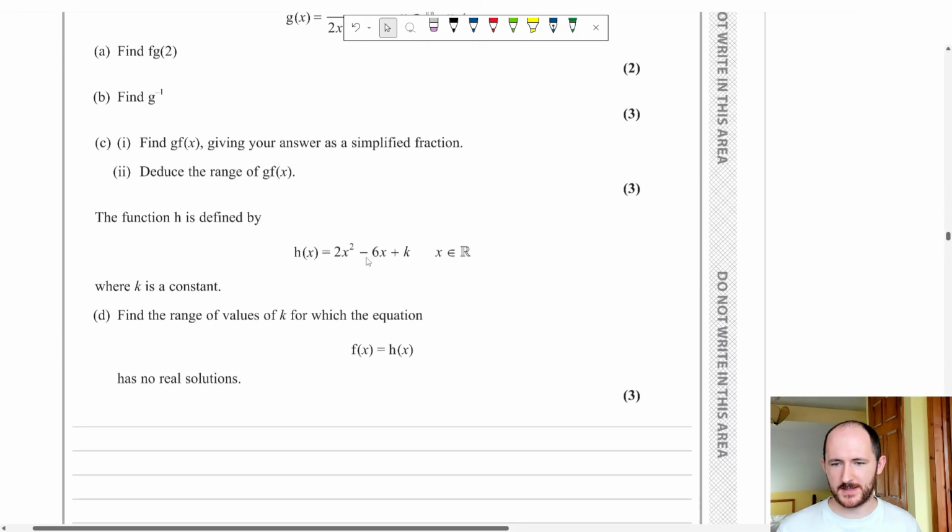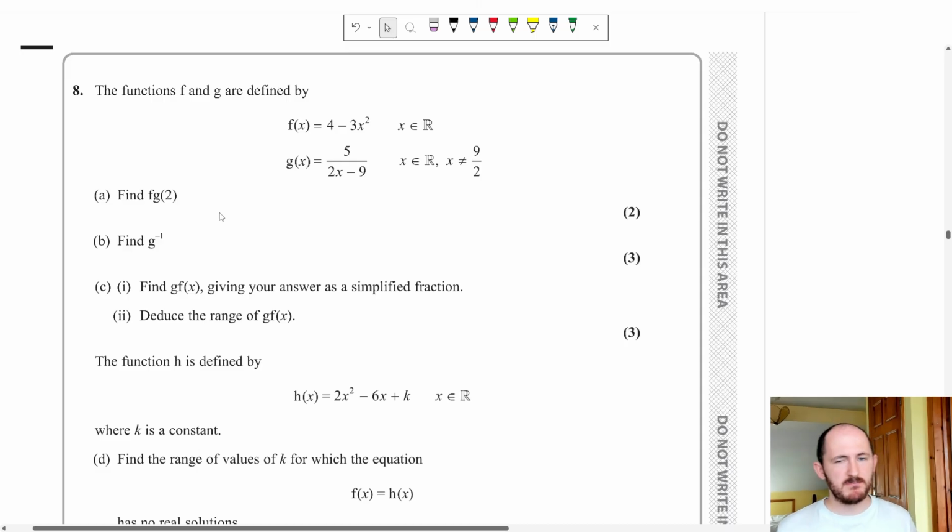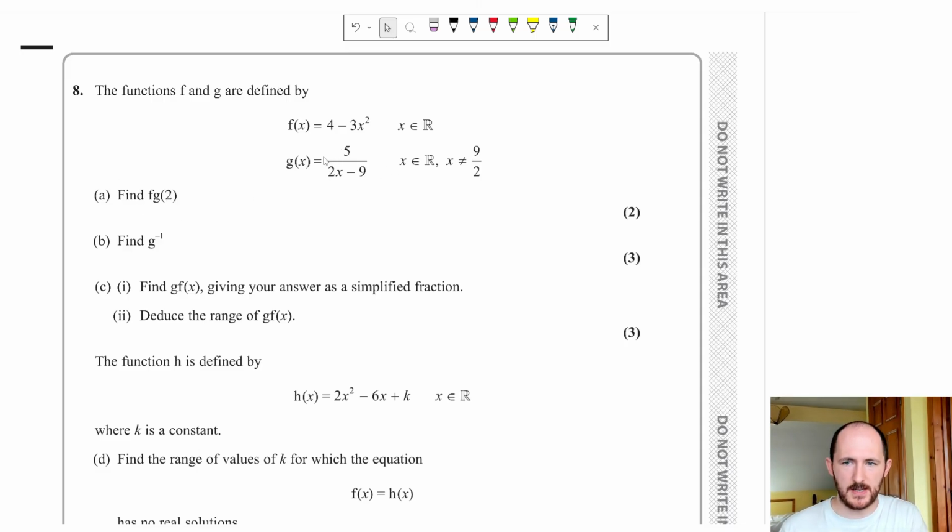Okay, so we've got some function questions here. Very interesting. Now the first couple should be okay, hopefully. For fg of 2, it means you're going to sub in 2 into g. Then whatever your answer is, you're going to sub that answer into f. So, I mean, we can probably just do this in one step, right?